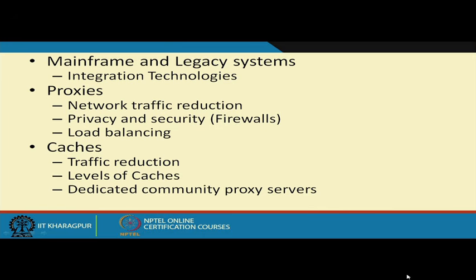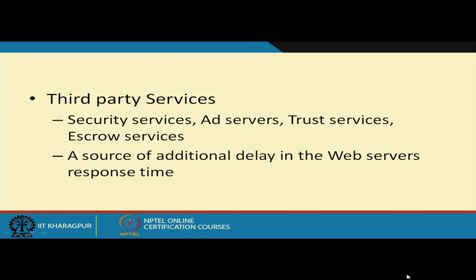Then you have the caches. These caches are again some kind of proxies which have a similar function to that of your network proxies. They also help in traffic reduction. There can be a number of proxy caches in your entire network, and there can be some dedicated community proxy servers as well.